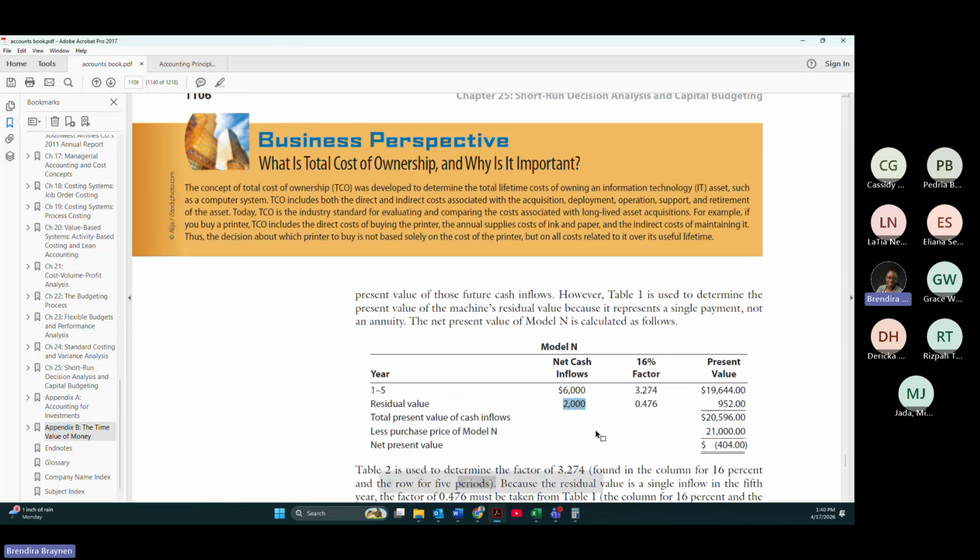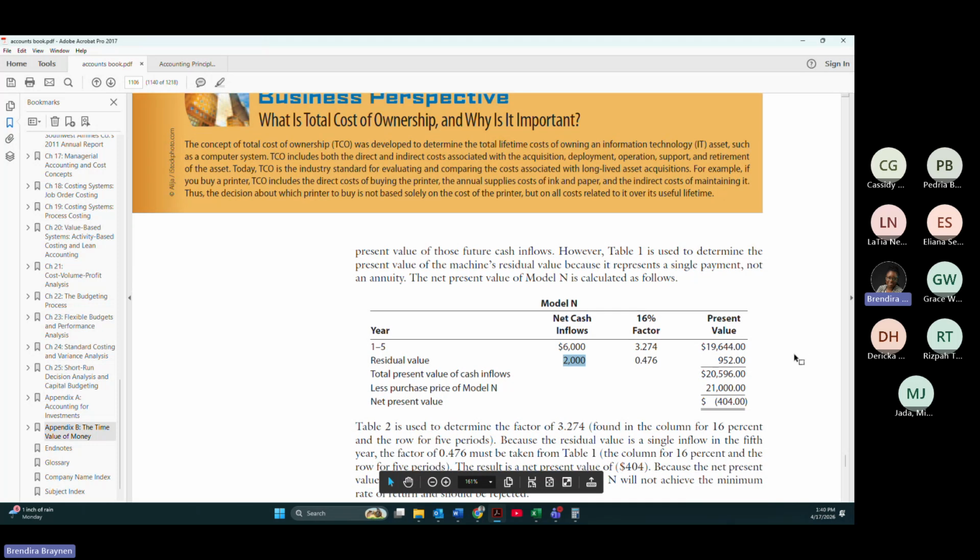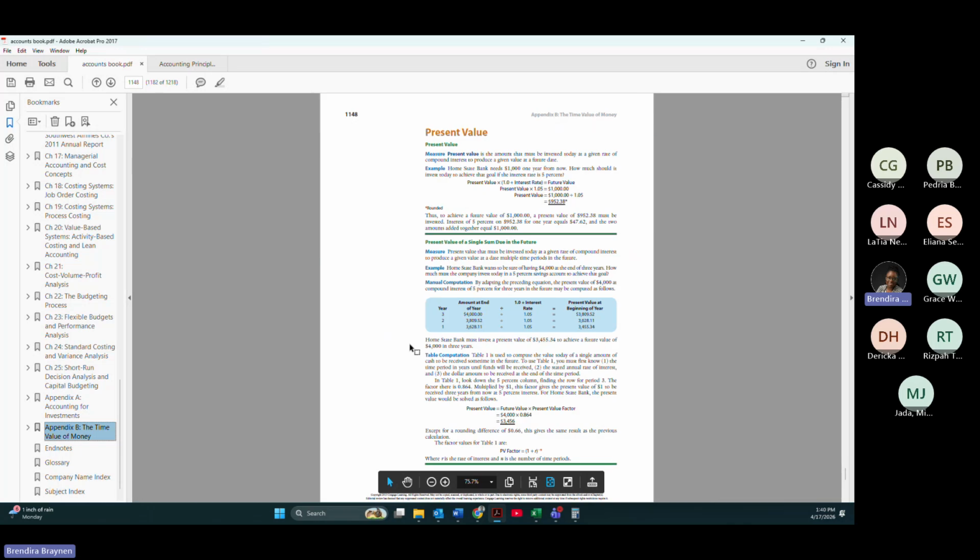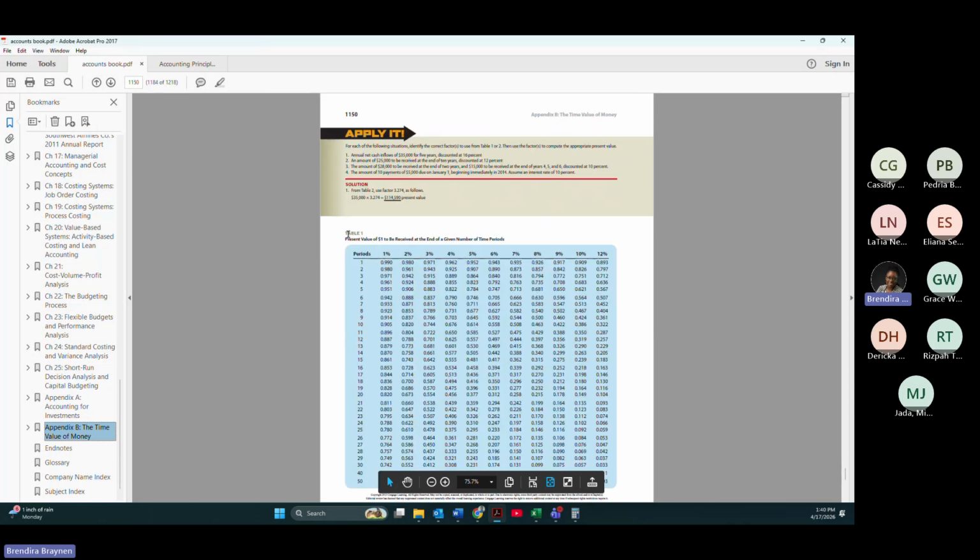So 16%, they told us, is probably the minimum rate of return. That's a percentage that they will give you. They will tell you the years, and they will also tell you the percentage. It's just using it in the right tables. Because this is a one-time payment, I'm going to go to the table for the present value of $1 received at the end of a given number of time periods, or at the end of 5 years.